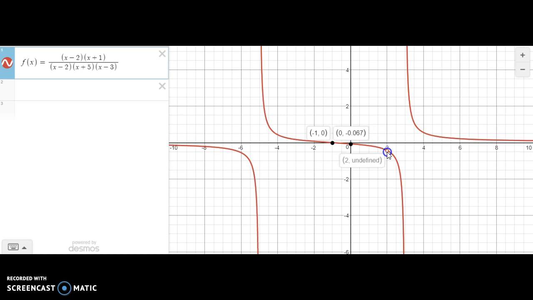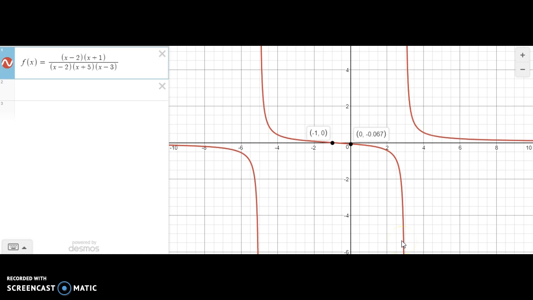And then you're going to find your domain, and the domain is all of the x values of a function. So for this domain, you go from -infinity to -5, and then from -5 to 3, and then from 3 to +infinity. Then you're going to find your range, which is all of the y values in a function. And the range is going to be all real numbers, because it goes from +infinity to -infinity down there.